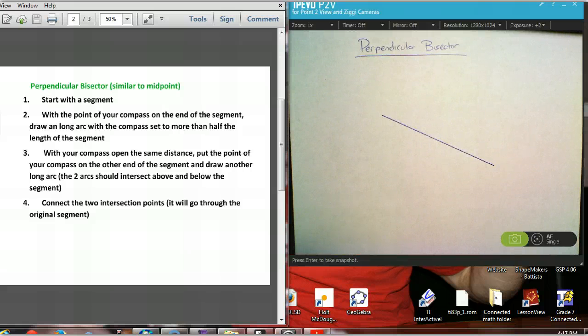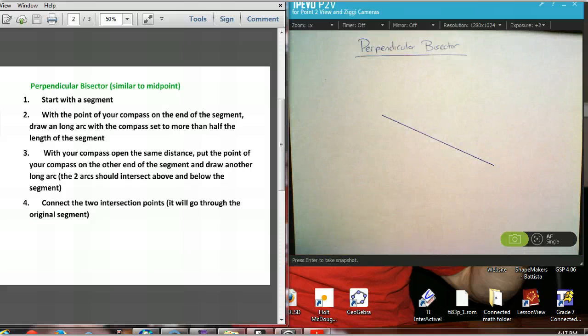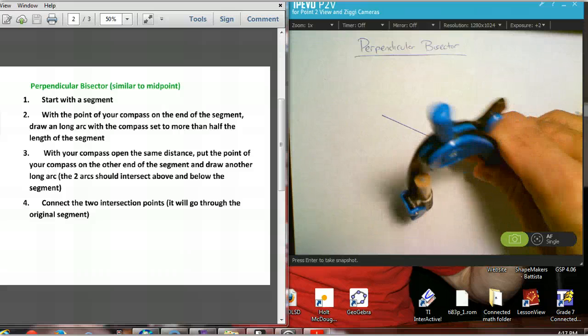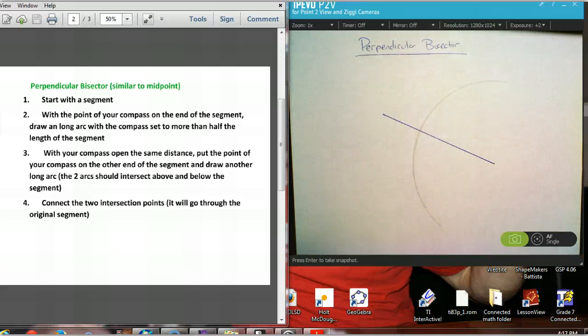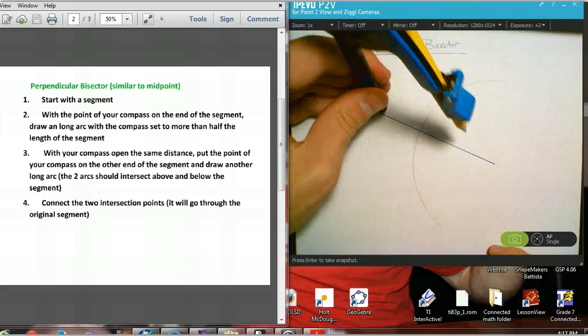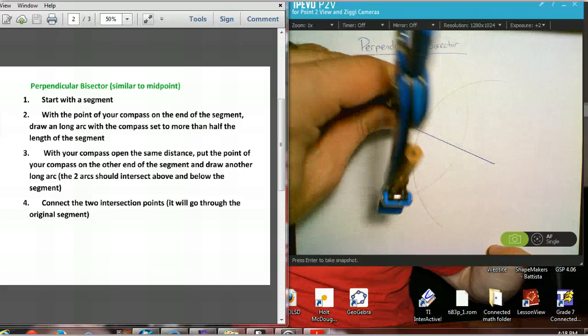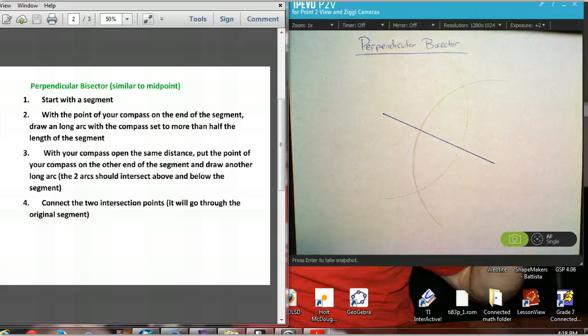You notice I've said midpoint, so it's actually going to be similar to the midpoint construction. So you'll start with a segment, and with your compass open to a little bit more than half, or at least more than half of your segment, keep that same compass setting and draw an arc above and below your line. Then, with the same compass settings, don't change those, draw an arc above and below again. This is identical to the midpoint constructions that we've done.